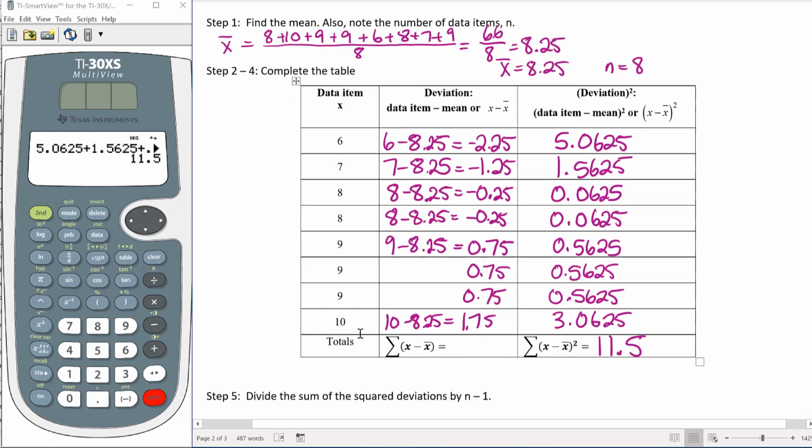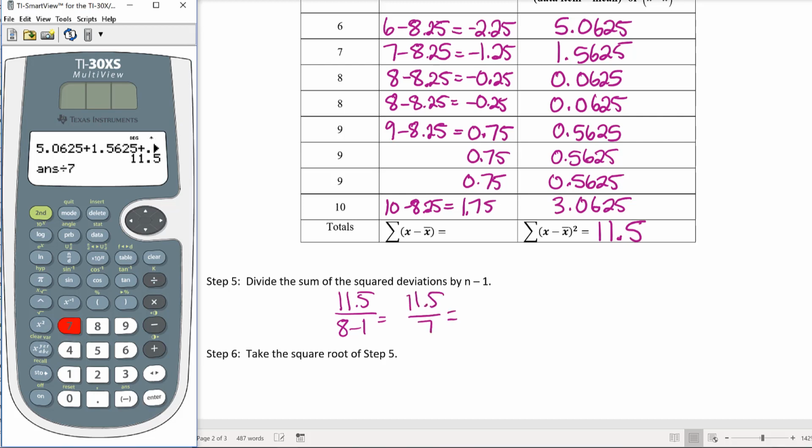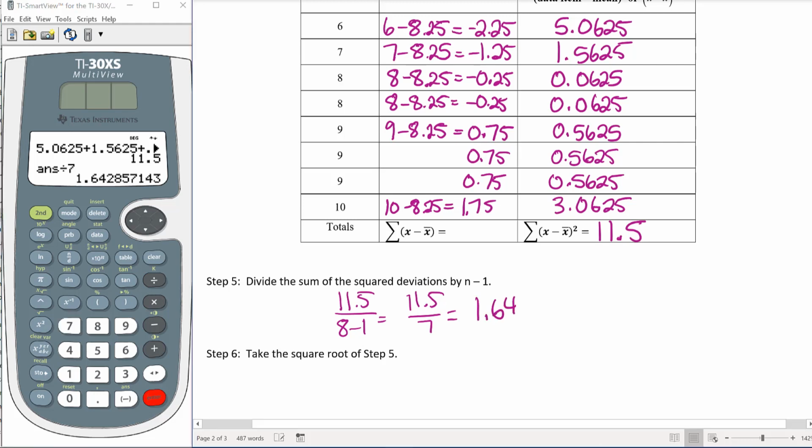And that was step 4. Step 5 says to divide the sum that we just found, 11.5, by n minus 1. Now n was 8, so 8 minus 1 is 7, so 11.5 divided by 7 is 1.6428. And then the last step to find the standard deviation, s, is I'm going to take the square root of 1.6428.